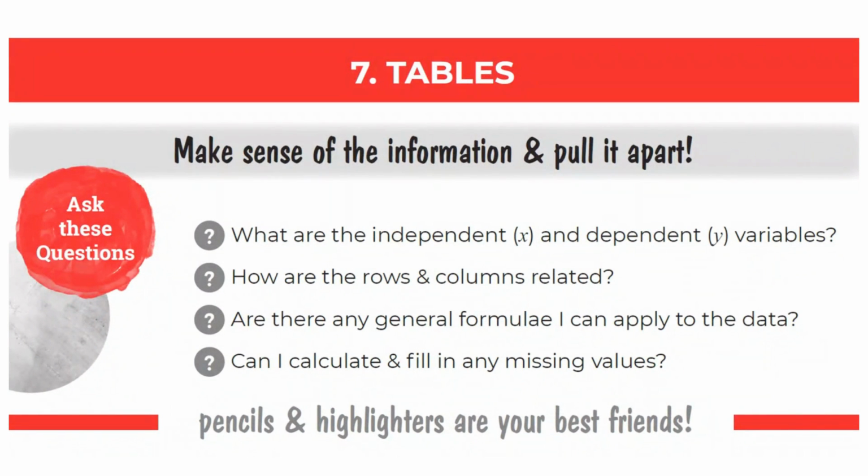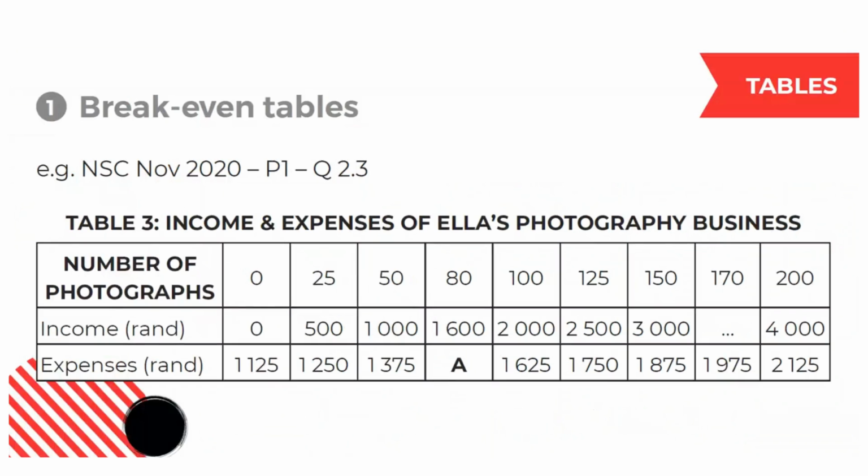What are the independent and dependent variables? How are the rows and columns related? Are there any general formulas I can apply to the data? And based on the information given, is it a quick and easy thing that I can quickly fill in any missing values? So they need to pull the table apart into the different sections. So in this section, pencils and highlighters are their best friends.